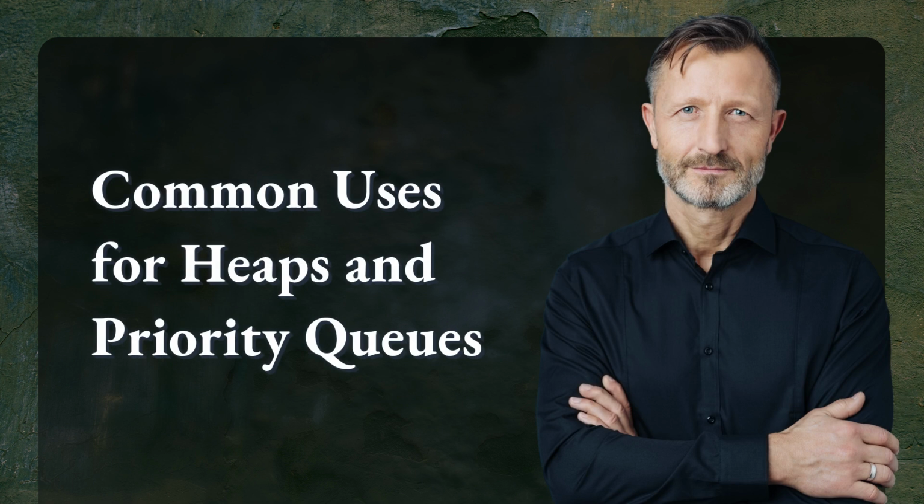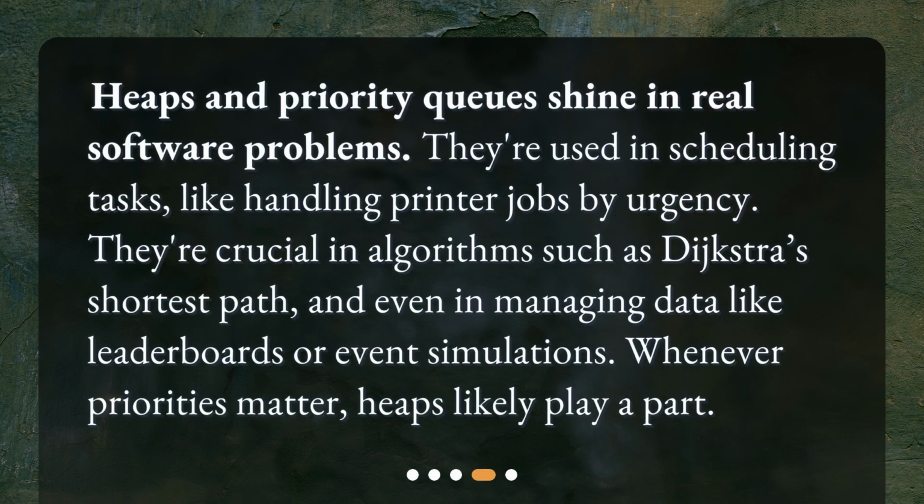Common uses for heaps and priority queues. Heaps and priority queues shine in real software problems. They're used in scheduling tasks, like handling printer jobs by urgency. They're crucial in algorithms such as Dijkstra's shortest path, and even in managing data, like leaderboards or event simulations. Whenever priorities matter, heaps likely play a part.